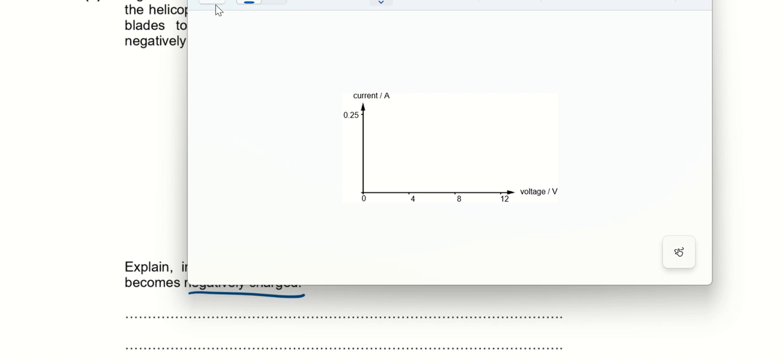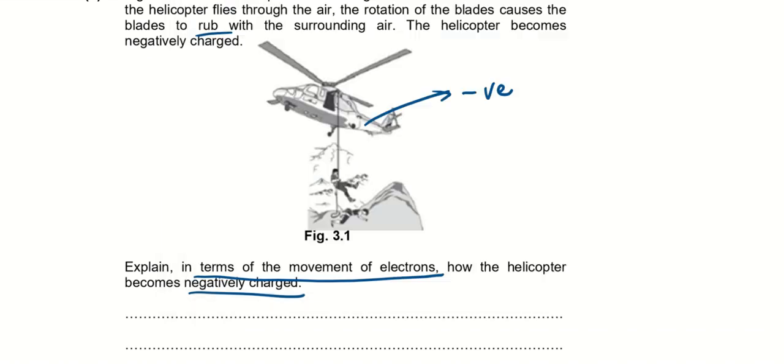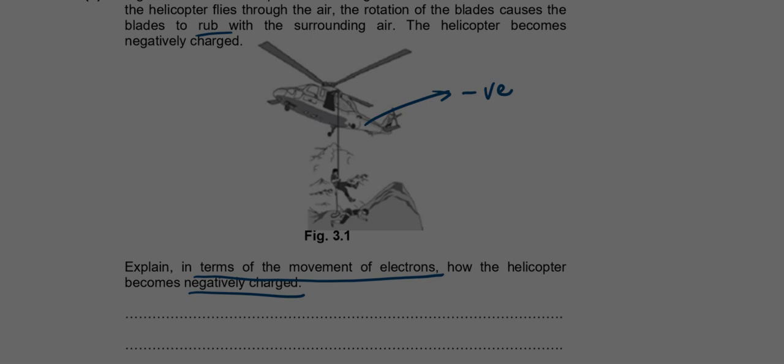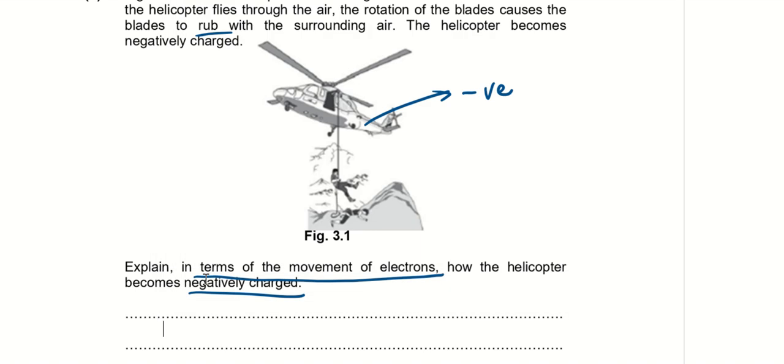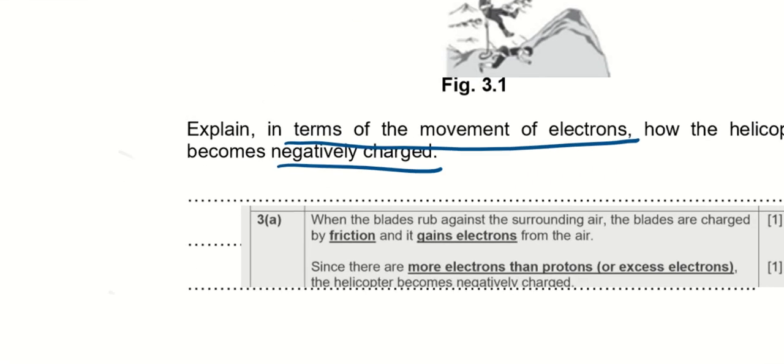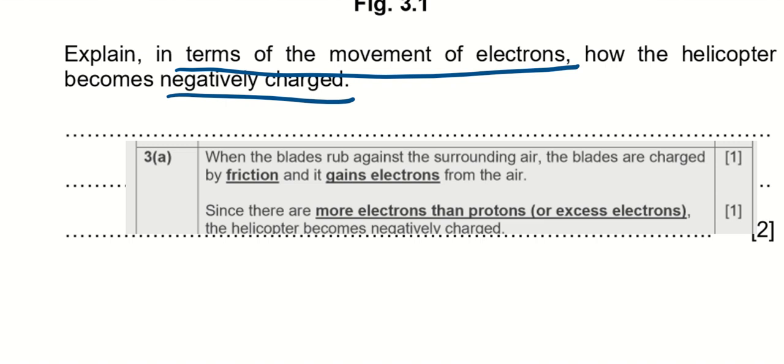You have actually seen this in your tutorial. Similar. Okay, this is charging by friction. Let me show you the answer. Okay, when the blades rub against the surrounding air, the blades are charged by friction, and therefore it gains electrons from the air. How do we know that it gains and not loses electrons? Because the question stem tells you that it becomes negatively charged.